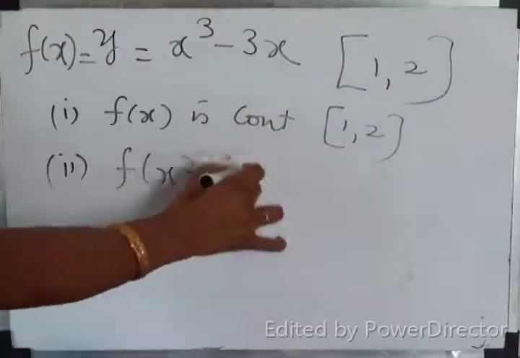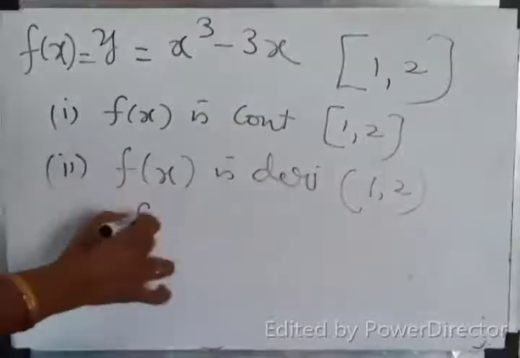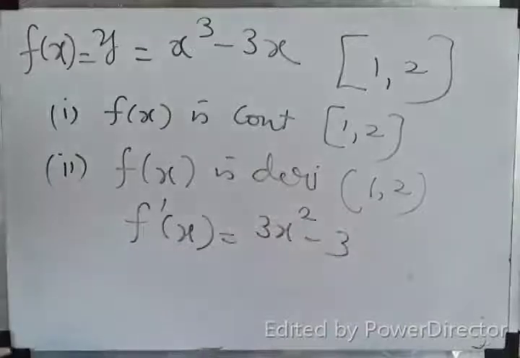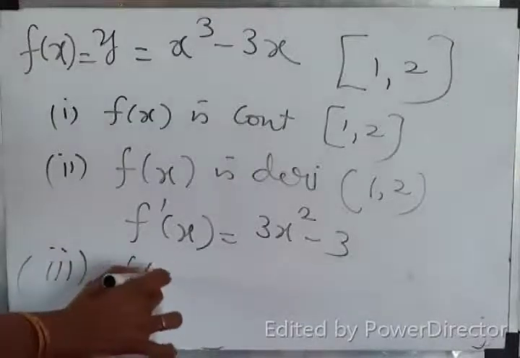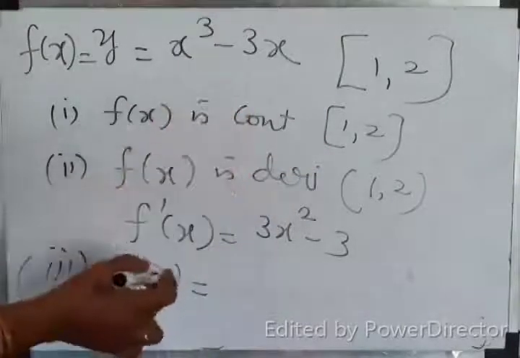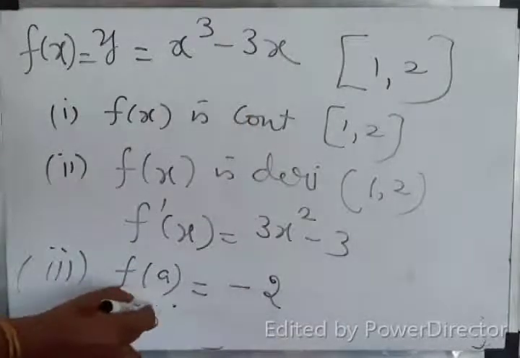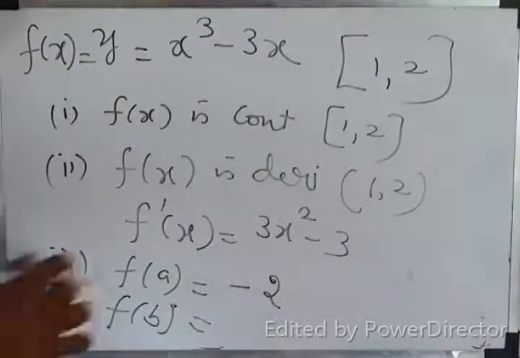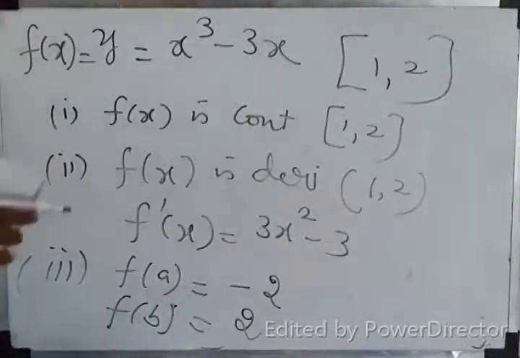f of x is derivable in the open interval. What is f dash of x? f dash of x is 3x squared minus 3. Right. What is my third step? f of a. f of a is, if you substitute 1, 1 minus 3, minus 2. What is f of b? f of b, if you substitute 2, 8 minus 6, positive 2. Correct? f of a not equal to f of b.